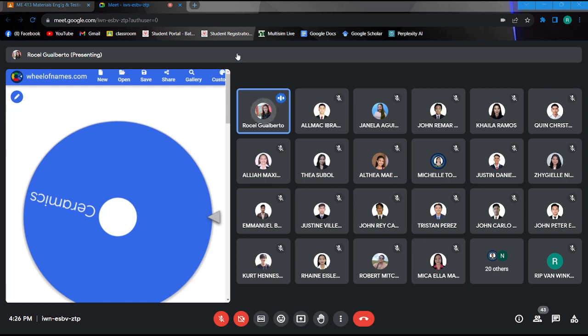Ang magiging testing po natin, ang i-vary lang po natin is the diameter. Length will be fixed. Same thing with the type of material. Lahat po ay steel rebar or steel reinforcement bar.